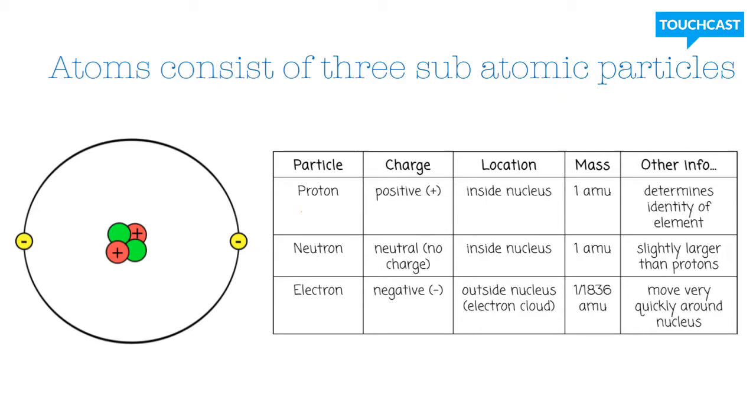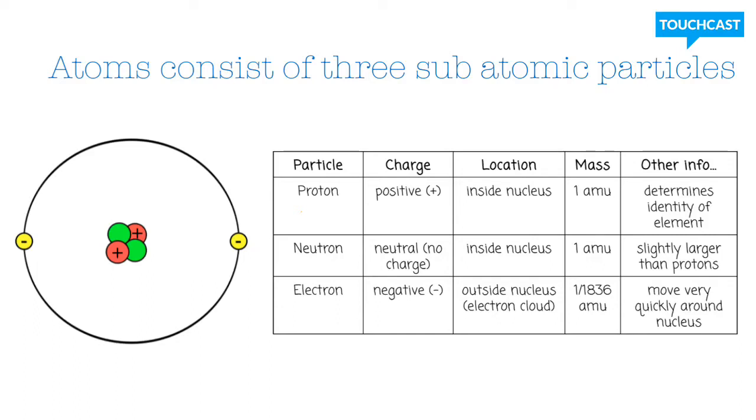unit, or AMU. Electrons are outside of the nucleus in the electron cloud, and they are a lot smaller than your protons and neutrons, about 1/1800th atomic mass unit. Some other information about protons is that they determine the identity of an element, so each element has a specific number of protons, and that is how you can tell what it is.